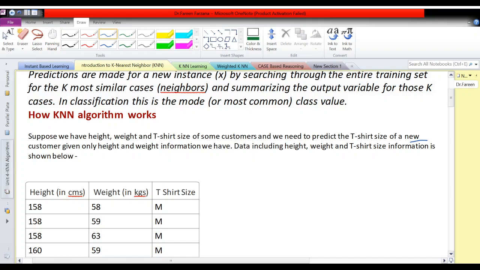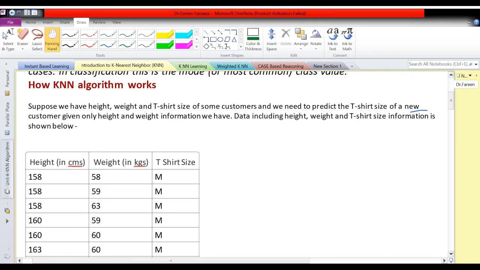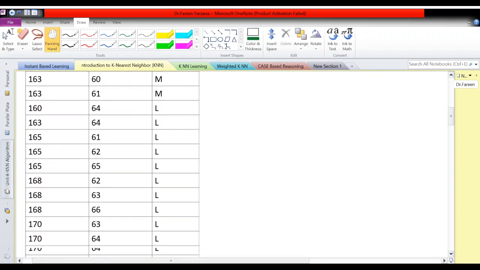For example, usually when we were studying in school, people used to take your sports uniform measurement with the height and weight, and they will also ask for your t-shirt size. Similarly, here they have classified height and weight, and they have classified the t-shirt sizes medium and large. And now there comes a new customer.